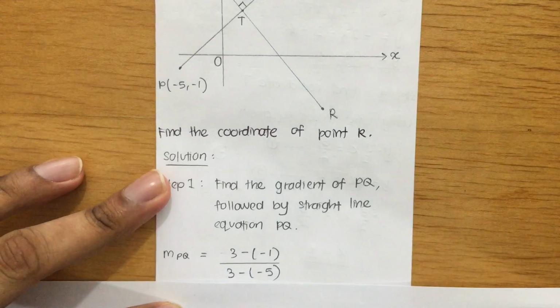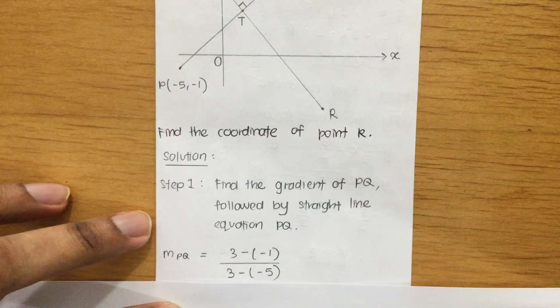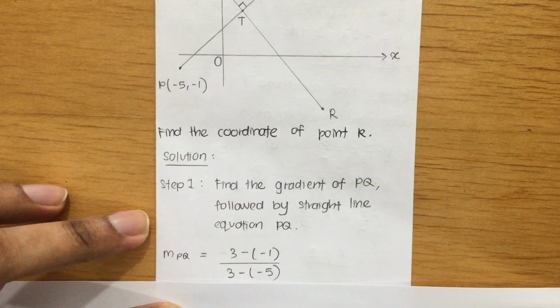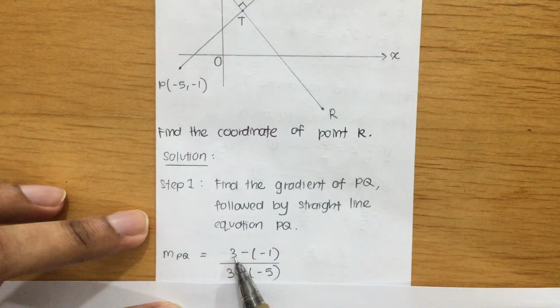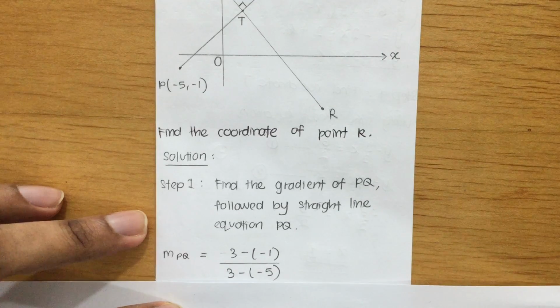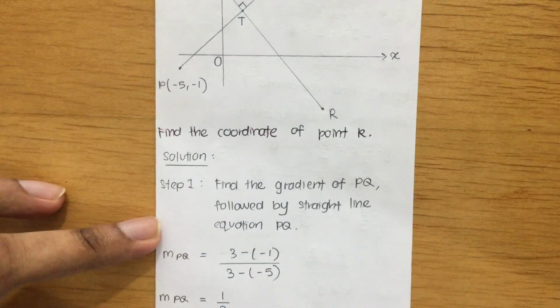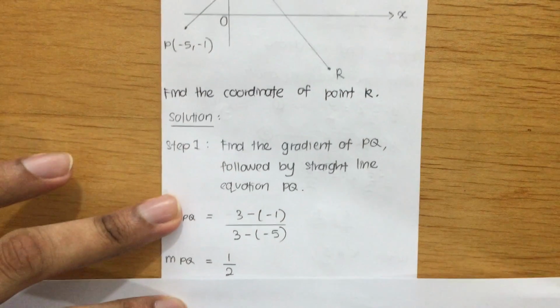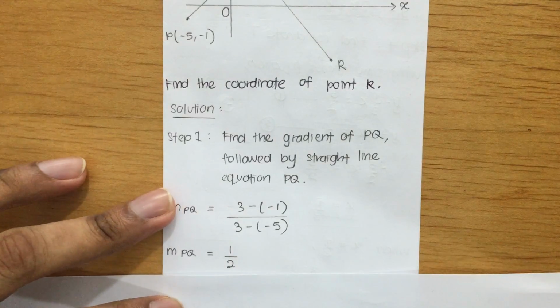Gradient of PQ is equals to y2 minus y1 divided by x2 minus x1. We use Q as our second point, and P as our first point. So 3 minus -1 divided by 3 minus -5. From here you will get 4 over 8, which when you further simplify, you will get your gradient is equals to 1 over 2.